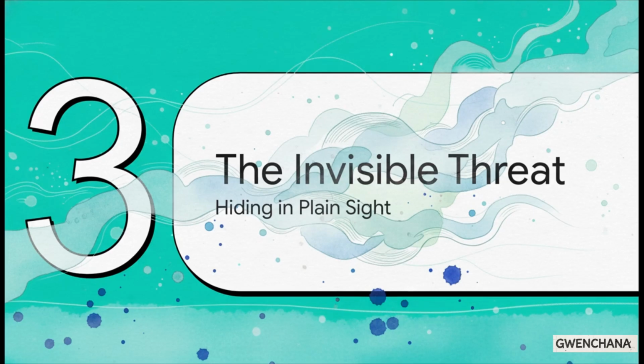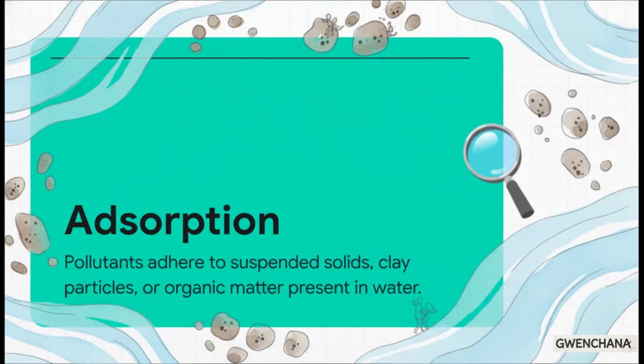Okay, but here's where the story takes a bit of a sneaky turn. Because sometimes the pollutant just seems to disappear. It's like, poof, it's gone. This is the invisible threat, the one that's hiding in plain sight. So how does it vanish? Well, it's a process called adsorption. And the best way to think about it is that the pollutants literally hitch a ride. They physically cling on to the surface of all these tiny floating particles in the water. You know, little bits of clay, some organic stuff.